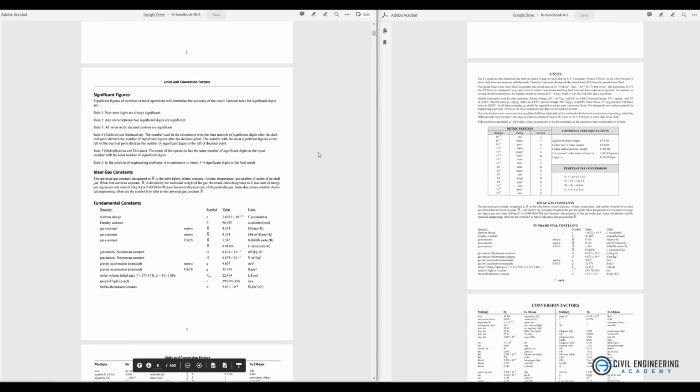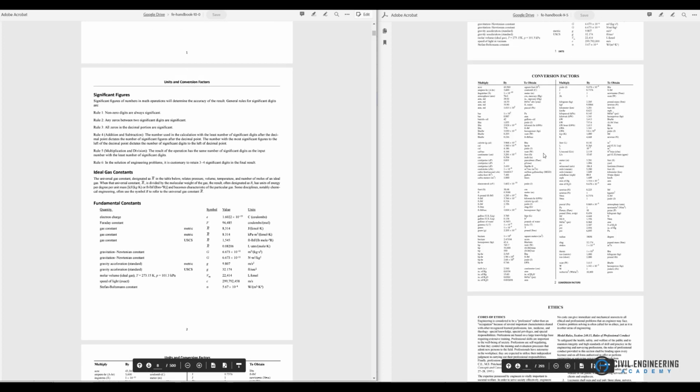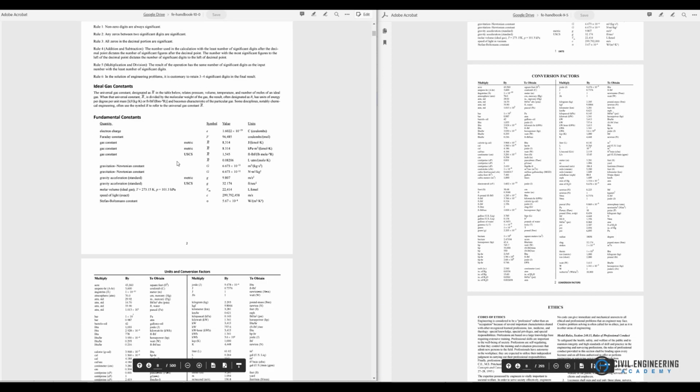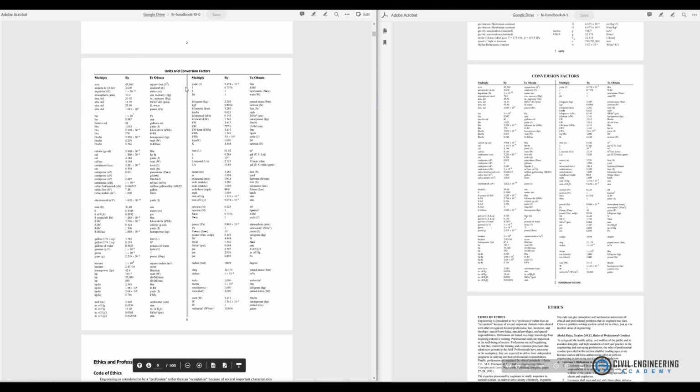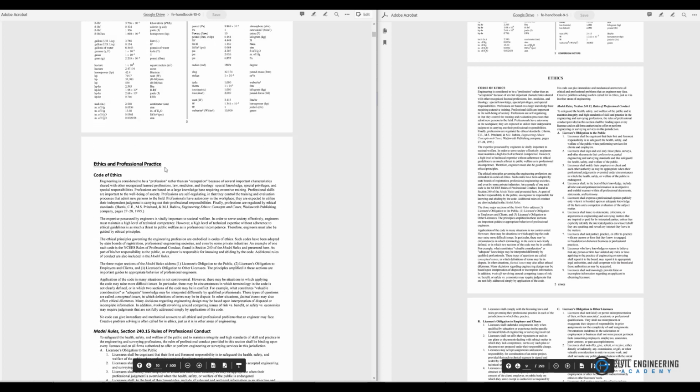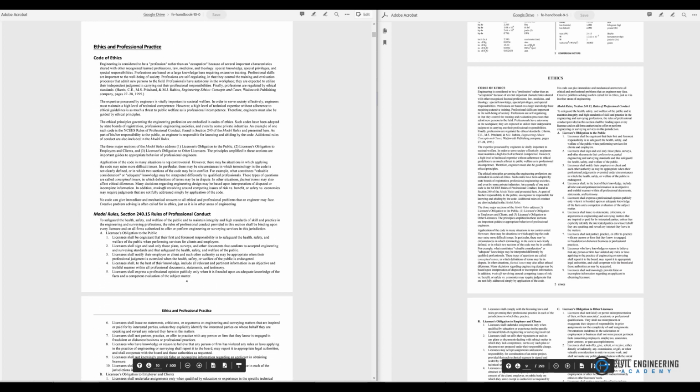So this is why it's 500 pages, because you get stuff like, well, let's go look at unit conversions. It's still in a column layout. Okay. Ethics. Uh-oh, here's the difference.